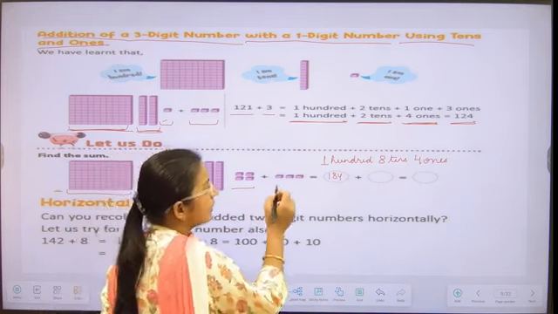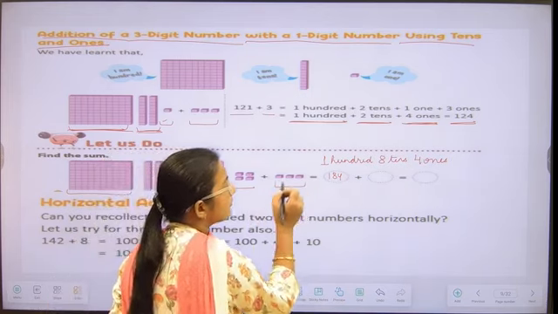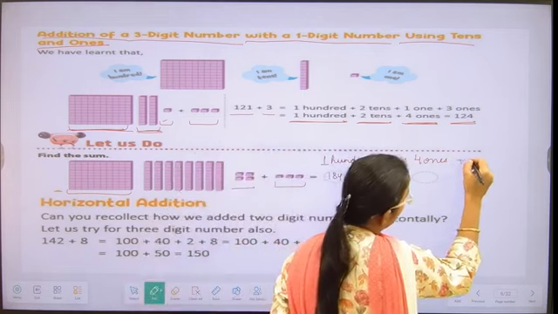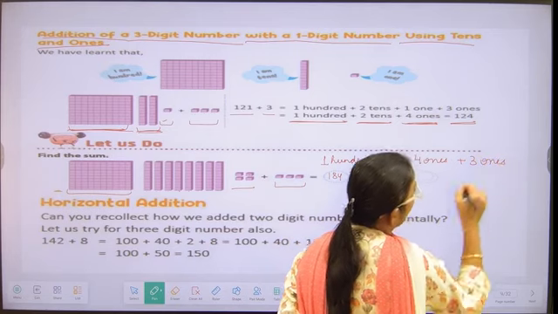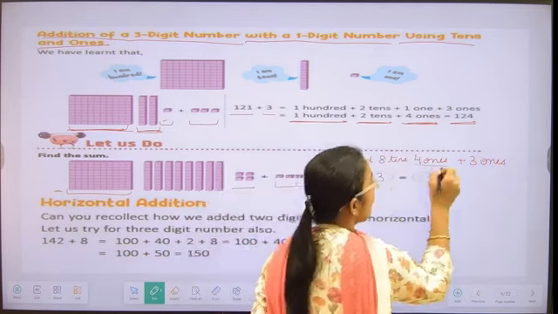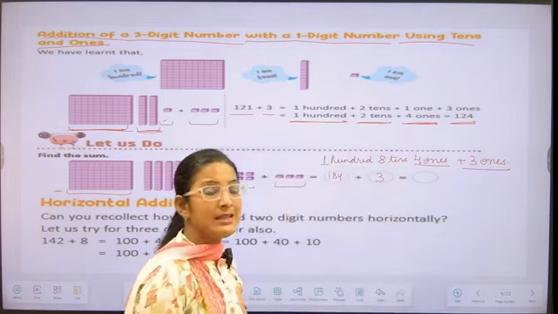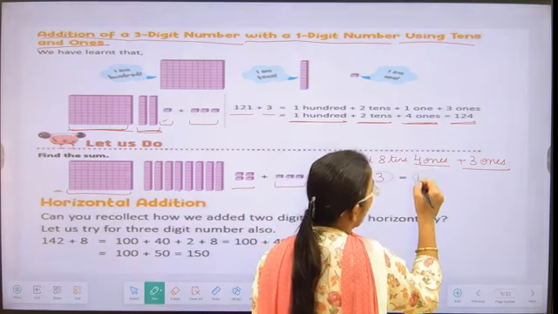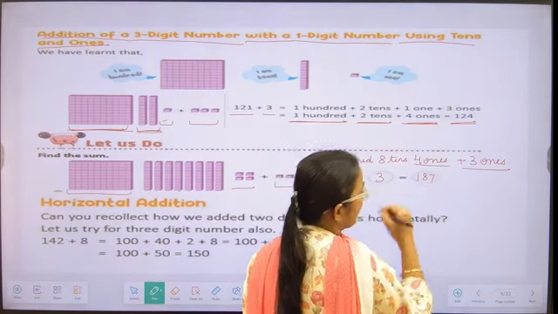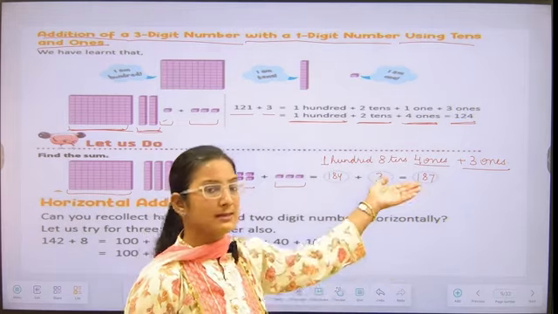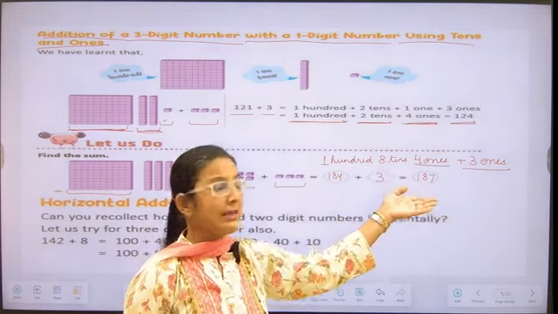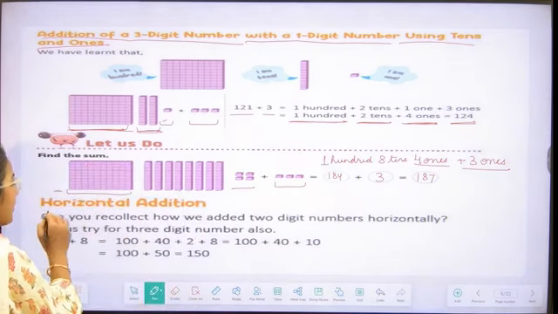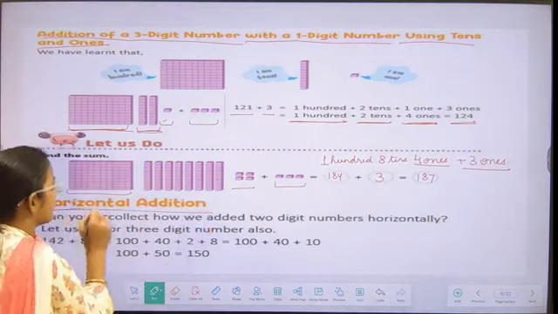Now we have to add with how many ones blocks? 1, 2, 3. So we can write 3 for this, and we can write 3 ones blocks. Now if I am adding 4 ones and 3 ones, I am getting 7 ones, students. So what will the number become? 100, 8 tens and 7 ones. So we can say that our sum is 187 students.